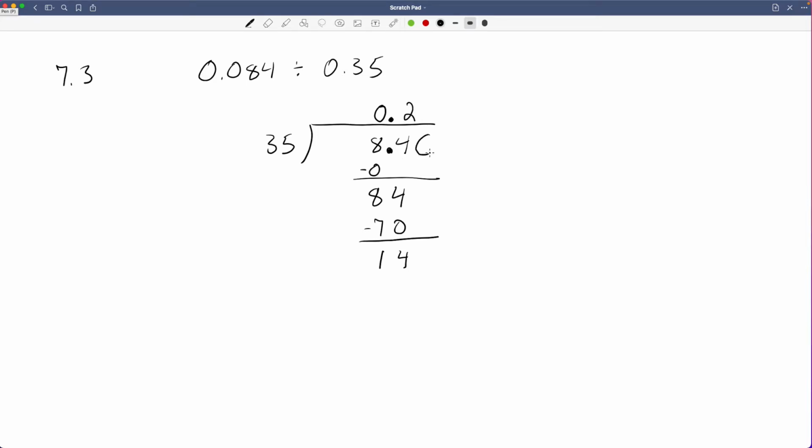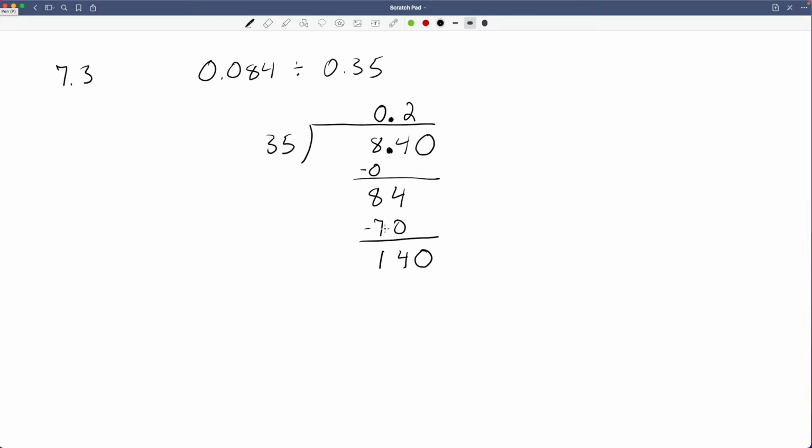We add a 0 because you can always put more zeros behind a decimal, and it does not affect the value of the decimal, right? The zeros could go on into infinity, and it still is only 4/10. It does not affect or impact the value of this number to put zeros on the end. So we're going to put a 0 here, and then we're going to bring it down. And we're going to say 35 into 140.